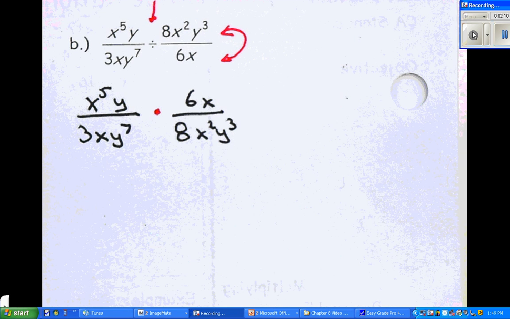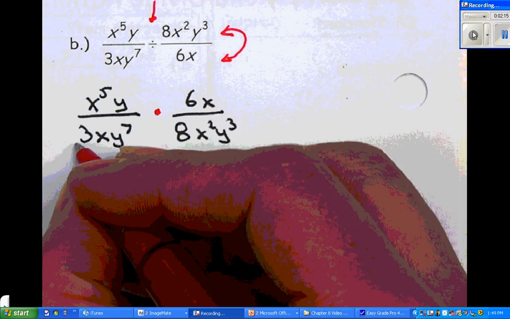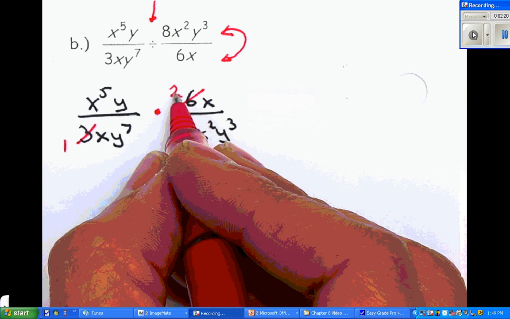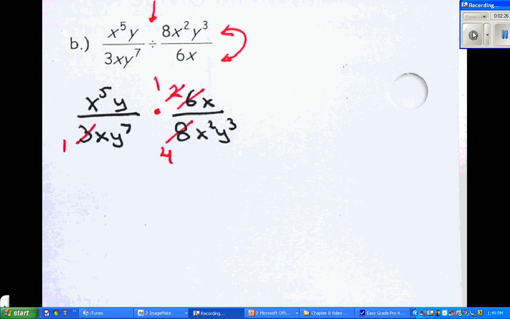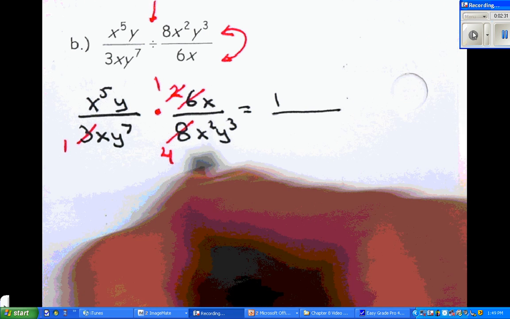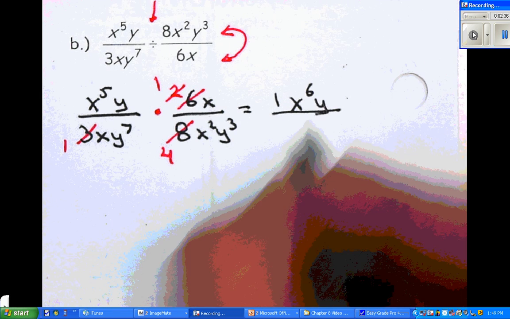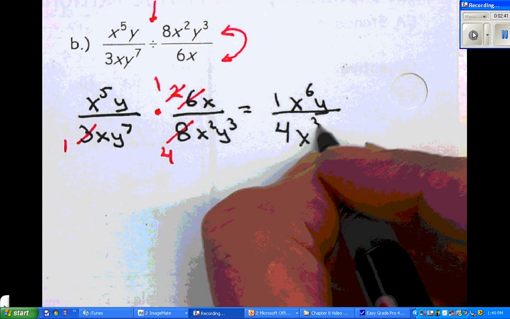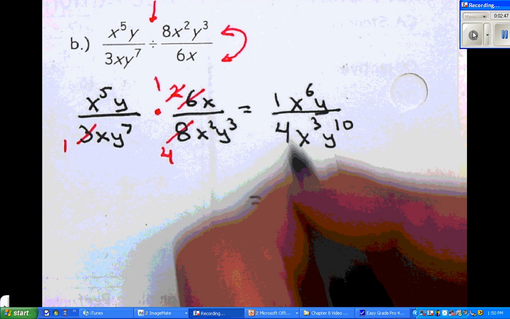Now we can do the same thing as we did on the previous problem. We can simplify, so we can divide this by 3, gives us a 2, gives us a 1. We can still simplify the 2 and the 8, divide by 2 gives us a 1, gives us a 4. So on top we have 1, we have 5 x's, and 1, we have 6 x's, and 1 y. On the denominator, 1 times 4 is 4. We have 3 x's and a total of 10 y's. We can no longer reduce the 1 over 4.